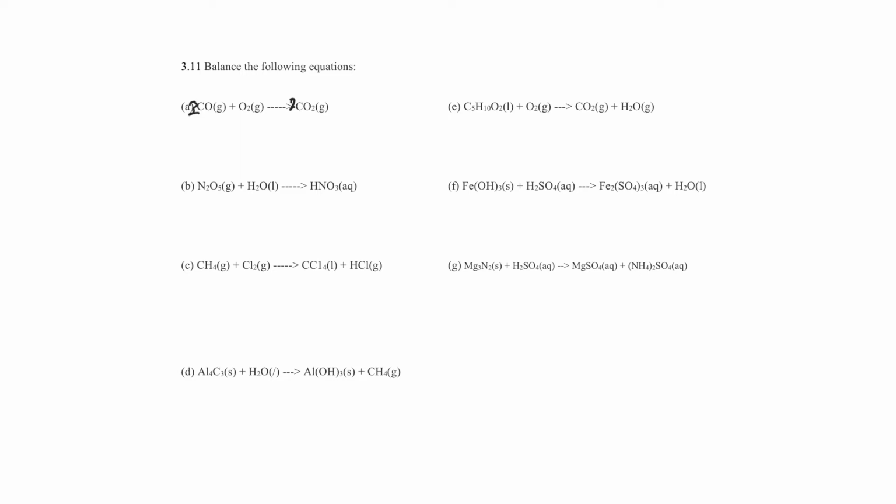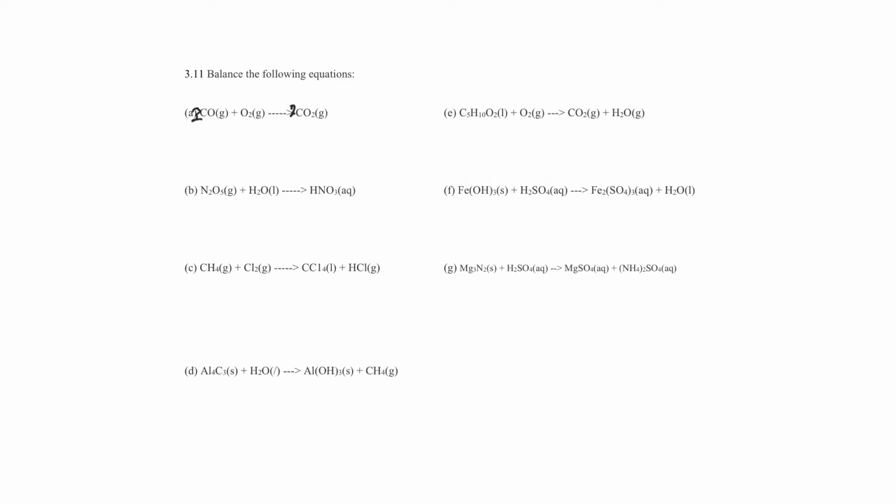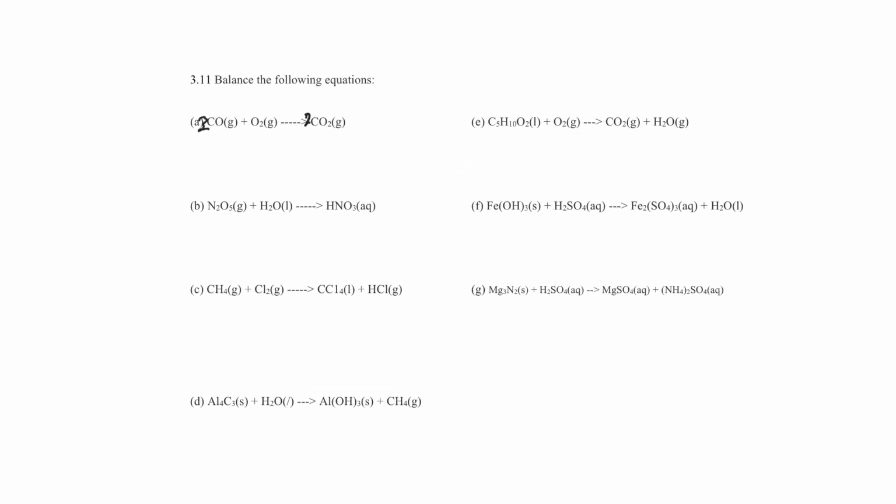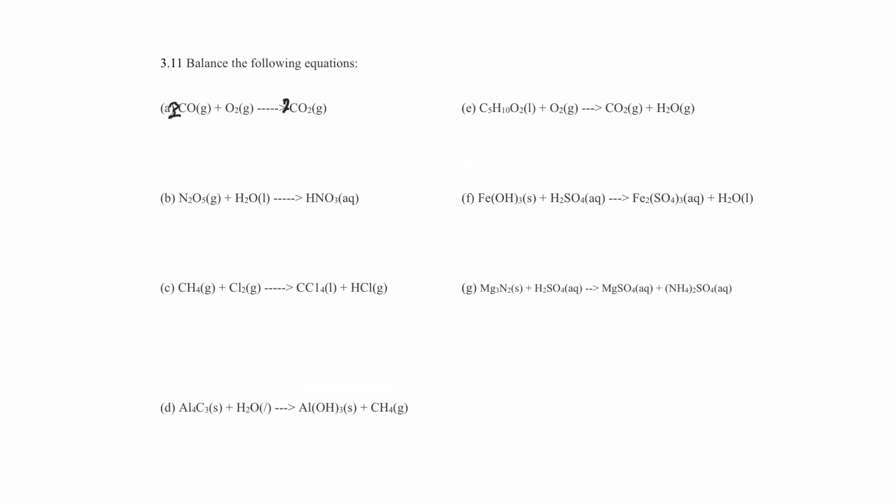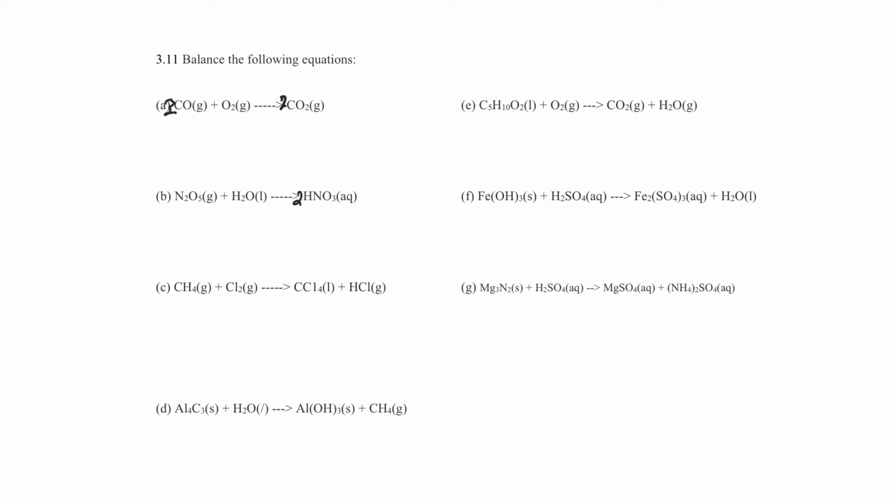Okay, next one, B. I'm going to do hydrogens and oxygens last. So I'm going to start over with the nitrogen. I have N2 on the left. All right, so I'm going to double the nitric acid here, so I can end up with 2 nitrogens.